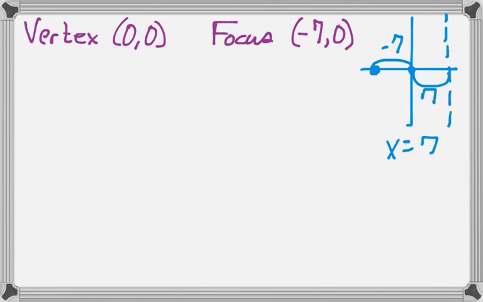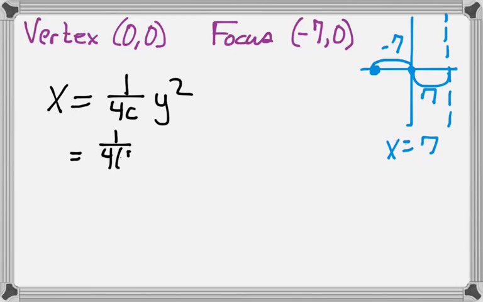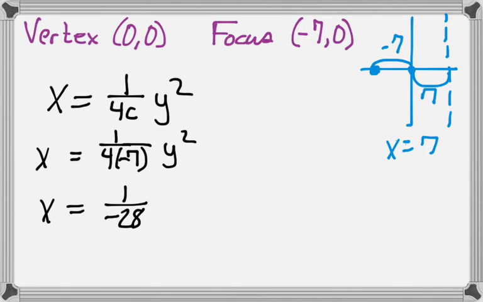If I was to go to my formula, it is x equals 1/4c y squared. And we know it's x equals this time because the x value is what's changing on your focus. And our c was identified at -7, so 1/4 times -7 times y squared. And x is equal to 1/-28 y squared. And that is better written as x equals -1/28 y squared.